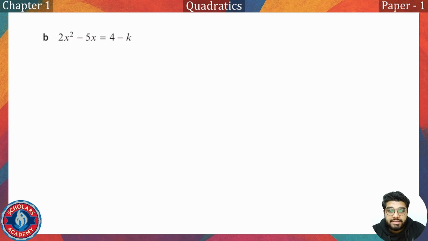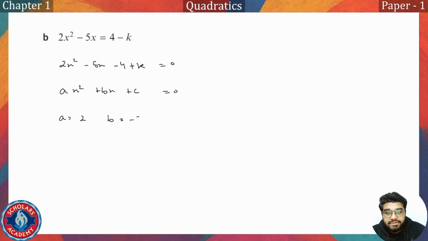First of all, let's bring everything to the left hand side. We get 2x square minus 5x minus 4 plus k is equal to 0. Right? If I compare it with the general equation ax square plus bx plus c is equal to 0, what I get is a is equal to 2, b is equal to minus 5, c is equal to minus 4 plus k. Right? Now I will find the value of discriminant, that is b square minus 4ac.